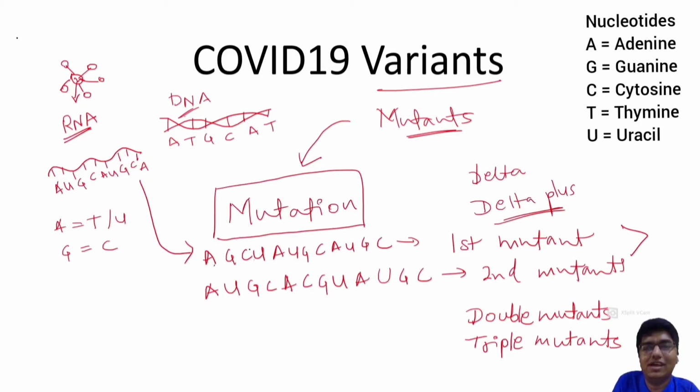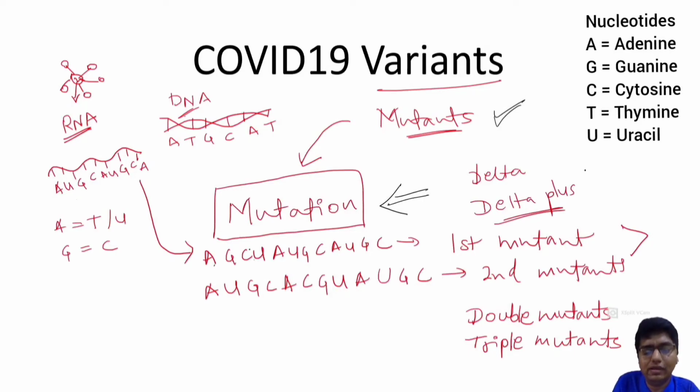Hello guys, this video is about COVID-19 variants. Variants are also called mutants. How these mutants arise, we will see in this video. Basically, there is a process known as mutation which is responsible for the formation of these variants. What mutation is, we will also see in this video.